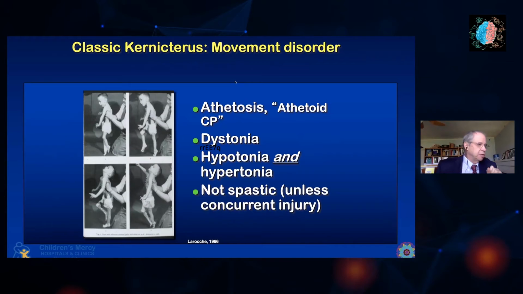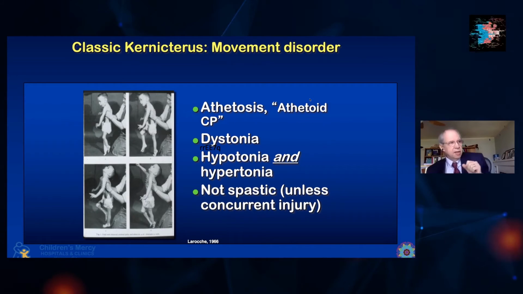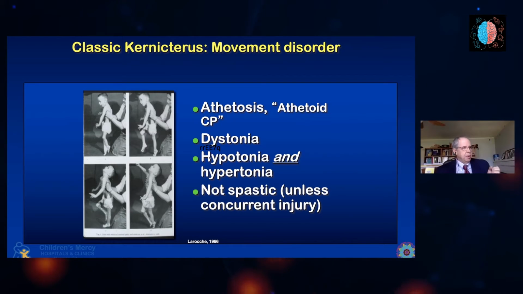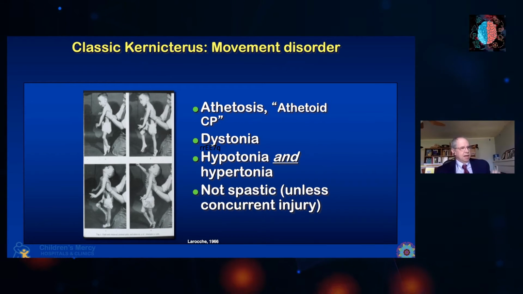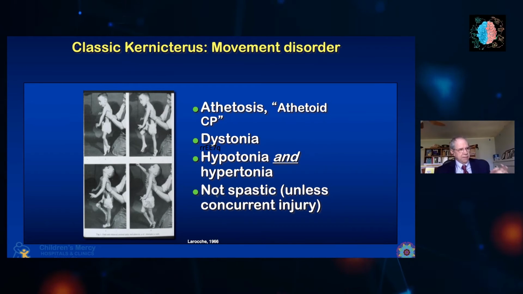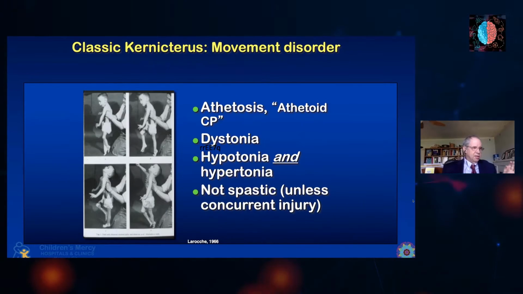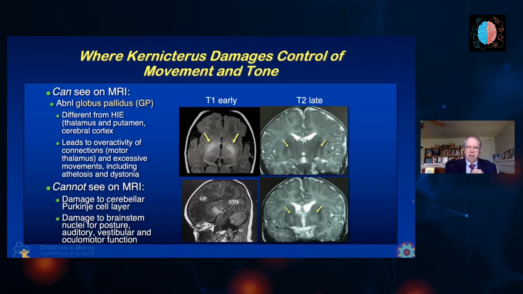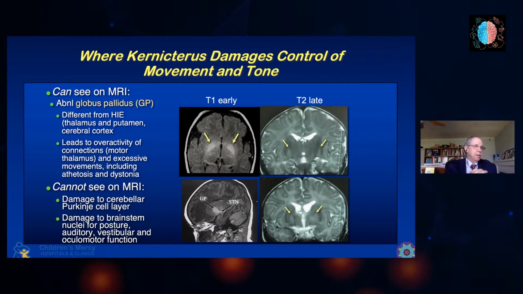In older children, one sees athetosis, so-called athetoid CP, or dystonia, dystonic CP. You can have hypotonia and hypertonia. It's not spastic. In fact, the hypertonia is not velocity sensitive as in spasticity, unless there's another concurrent injury. Where does kernicterus damage movement and motor control?